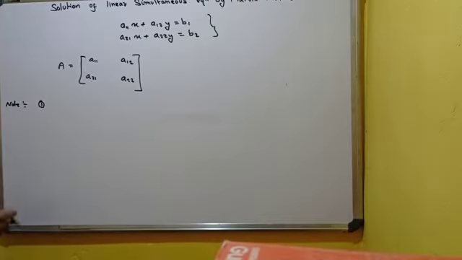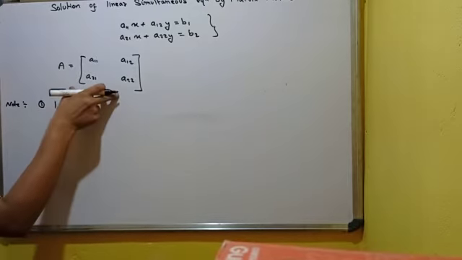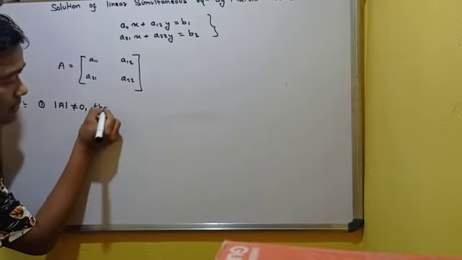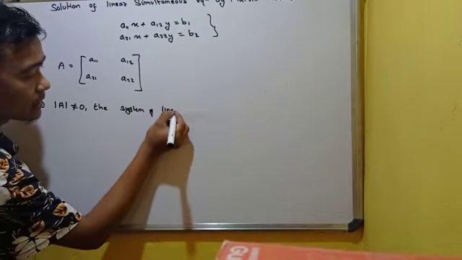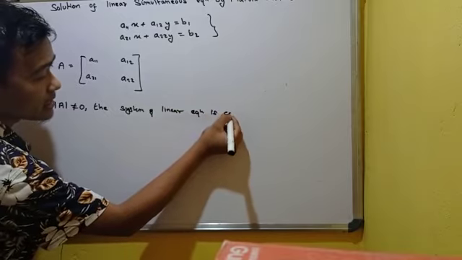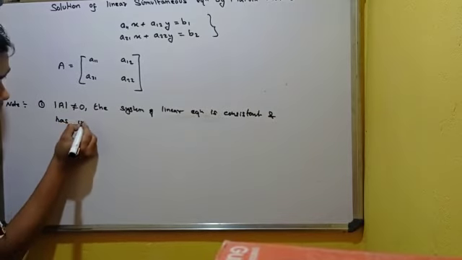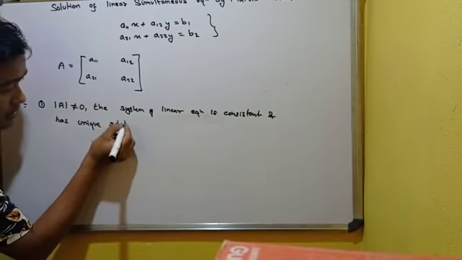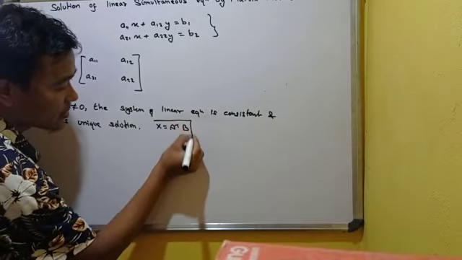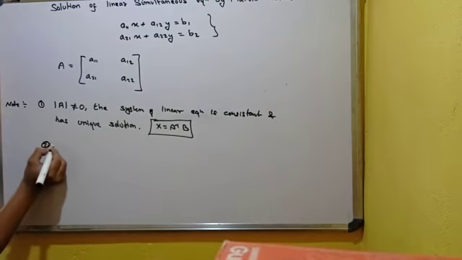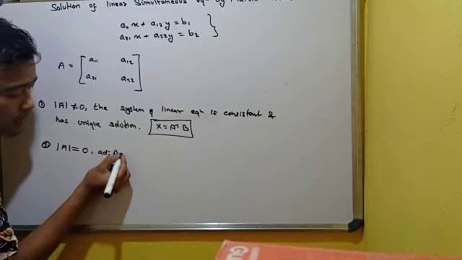For that we have to remember a few notes. Note number 1: if the calculated value of the determinant of A is not equal to 0, then the system of linear equations is consistent and has a unique solution, and that unique solution is X = A inverse B.